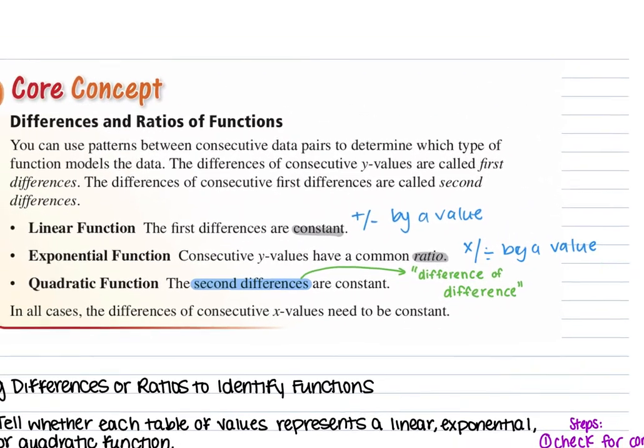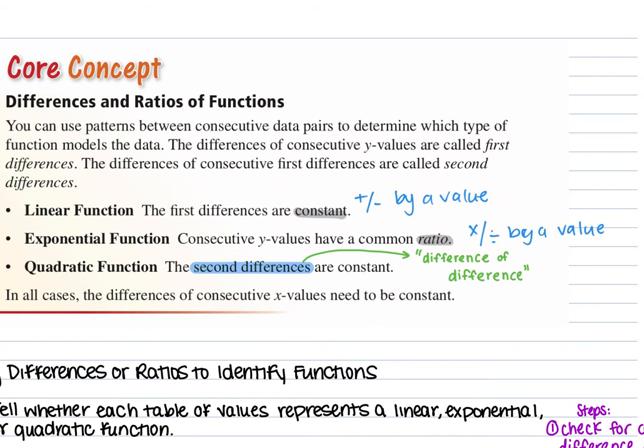A quadratic function is the new one. And that one is, you have to find what's called a second difference. So you would create your chart, right? And you'd be like, oh, they're adding 3 here. They're adding 5 here. They're adding 6 here.